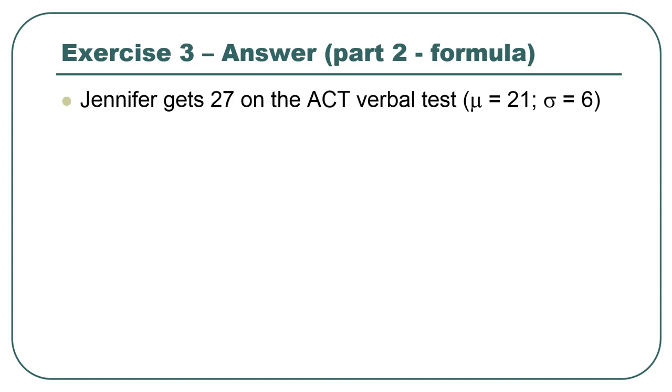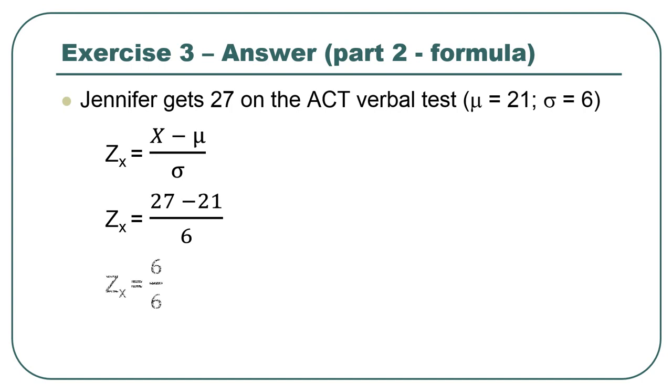So looking at that through the lens of a formula, you get the same answer. The z-score for Jennifer is her raw score minus the mean divided by the standard deviation. So her raw score is 27, the mean is 21, standard deviation is 6. If you put them in order, you make sure to get the right and the left and the positive and negative correct every time. So we get 1.